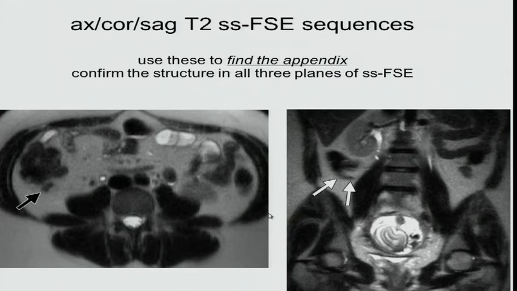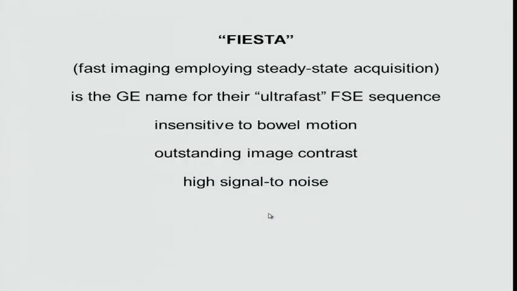Now, we've got all this bright fat. So the next thing that we want to do is we want to go look at the fat sat. So the fat sat will make all that bright signal around that appendix go away from the fat. And if there's any bright signal left, that's abnormal.